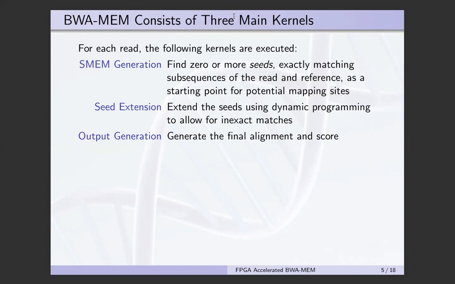The next function is the seed extension, and the seed extension is a dynamic programming algorithm that allows us to find the inexact matches by extending the exact match seeds left and right onto the reference DNA. And finally, the third function is the output generation function, which generates the final alignment and alignment score to the output file.